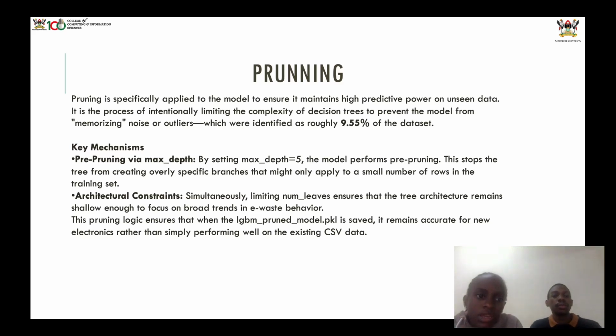Then we have pruning. With pruning, we are trying to reduce the complexity of the model, so we prune the LGBM. It ensures that the model maintains high predictive power on unseen data. It is the process of intentionally limiting the complexity of decision trees to prevent the model from memorizing noise or outliers, which were identified as roughly 9.5% of our data set.